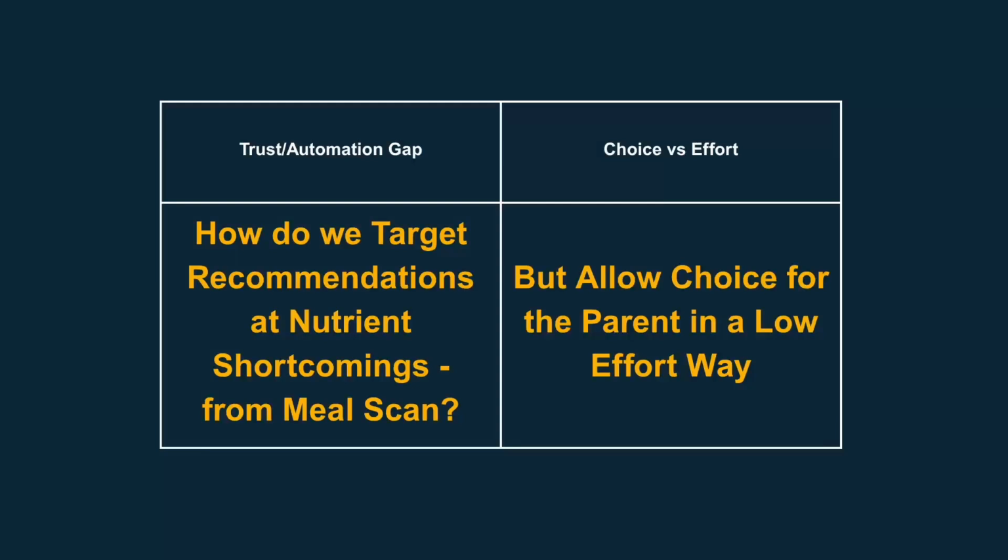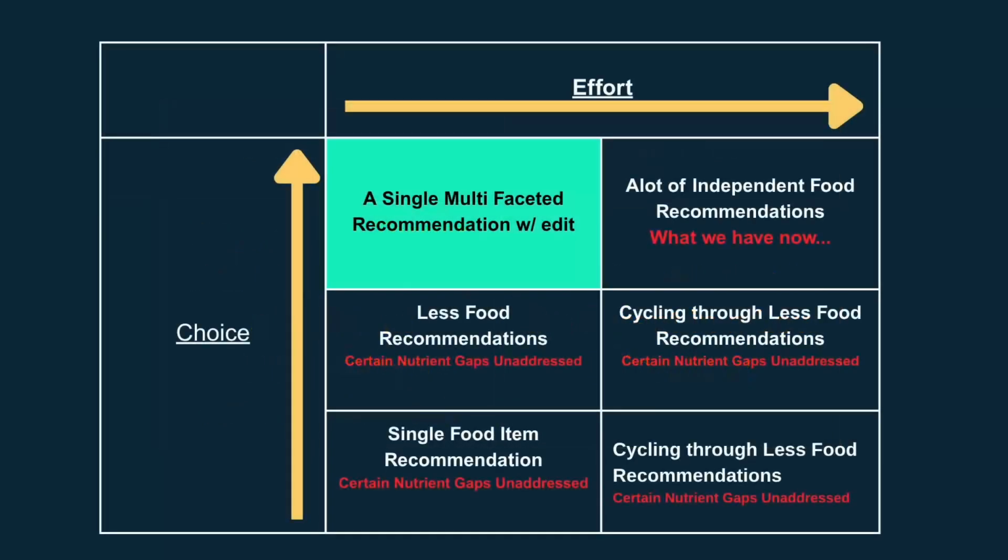By choice, I'm referring to choice of food items that we present that can fill the nutrient gaps that were left by the scanned meal. How do we target recommendations at our nutrient shortcomings to fill the trust/automation gap that we identified in our competitive analysis, but also allow choice for the parent requiring low effort? This matrix guides us through that process. On the left, we have choice. On the top, effort. The arrows show what direction is high effort and what direction is high choice.